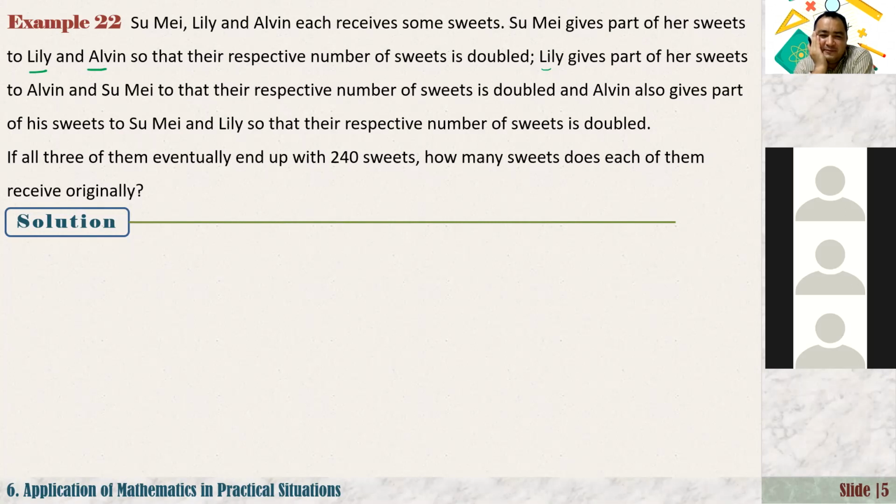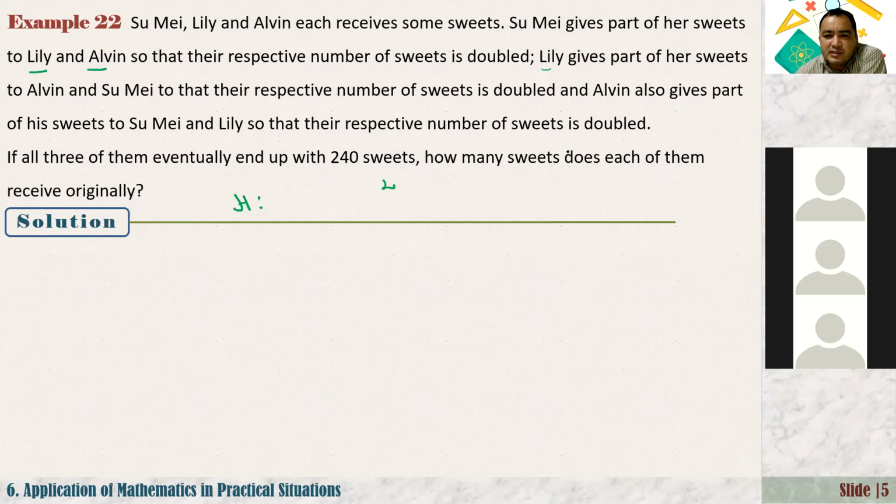Hussein, do you have any answer? Yes. What is your answer? Hussein. Yes. They have 80 sweets. Okay, let's start with Sume.